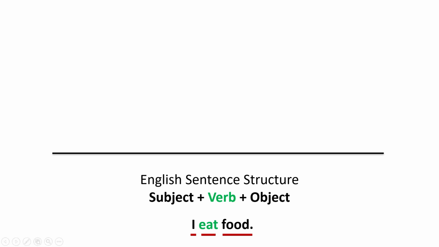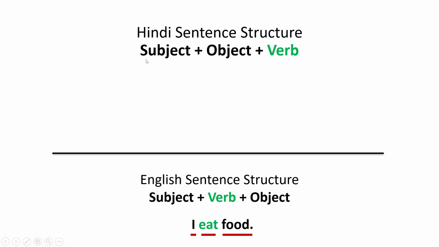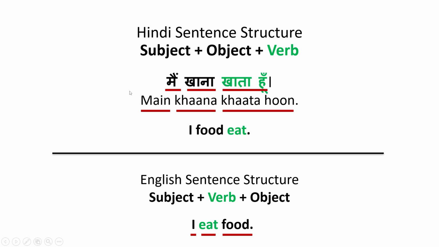Now, if we come to the Hindi sentence structure at the top, here subject comes first, then object and verb in the end. So here's an example. मैं खाना खाता हूँ.